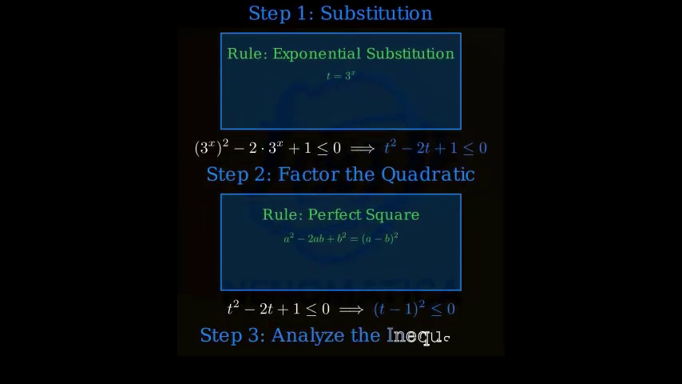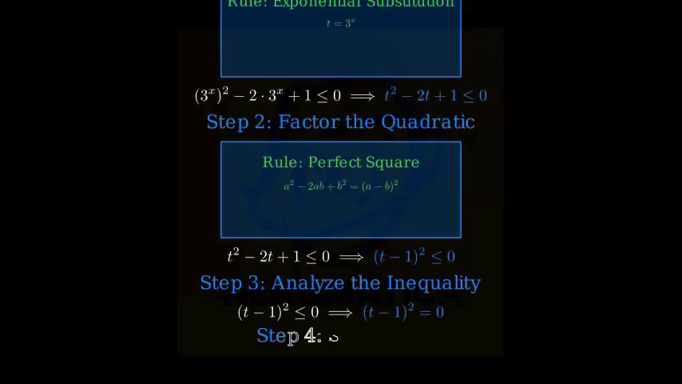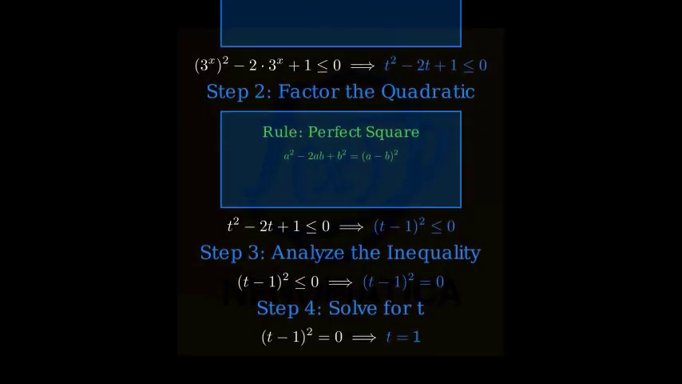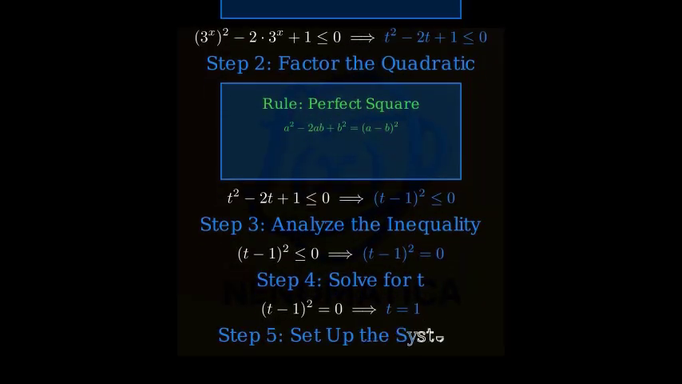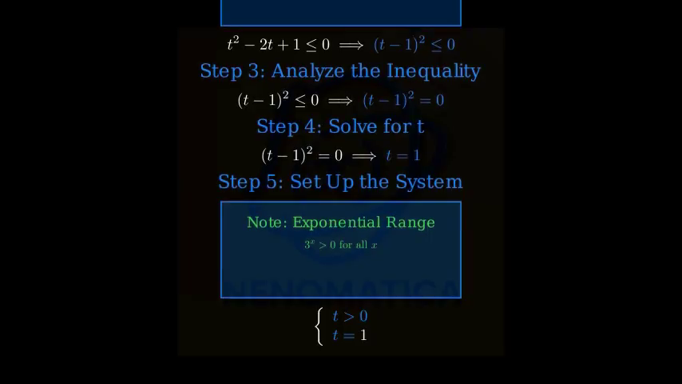Step 3. Now we need to analyze when t minus 1 squared is less than or equal to 0. Since a square is always greater than or equal to 0, the only way t minus 1 squared can equal 0 is when t equals 1, and it can never be less than 0. Step 4. Solving t minus 1 squared equals 0, we get t equals 1. Step 5. We need to set up our system of inequalities. We have t is greater than 0 as our first constraint since t equals 3 to the power x, and t equals 1 from solving our quadratic.